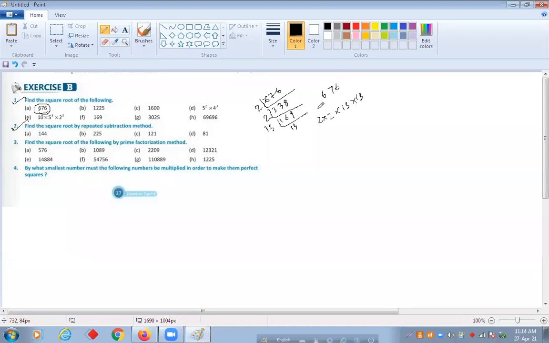When we break 676 into prime factors, these will be the factors, and they are asking you to find the square root of it. So we put the root over this. When you find the square root, from each pair you will choose only one number. So your answer for the square root of 676 will be 26. Hope you have understood well.